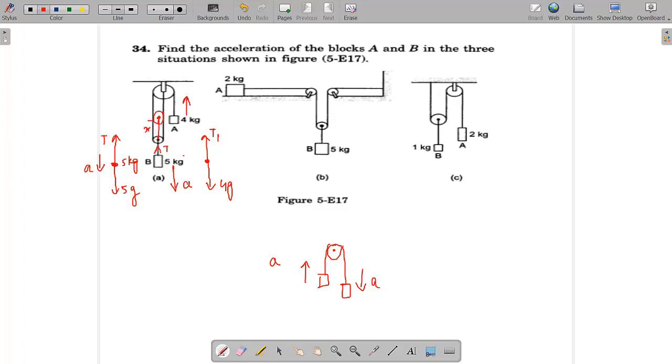This much of string, no? See this portion of the string and this portion of the string. 2 times this portion of the string is getting released for the 4 kg block. You got it or no? So that means if the 5 kg block is moving a distance x downwards, the 4 kg block will be moving a distance 2x upwards. Is it okay? You understood or not? This is very crucial.